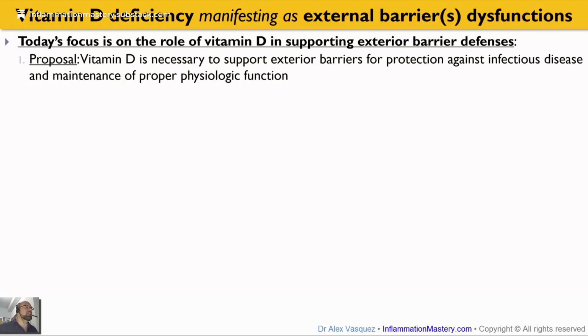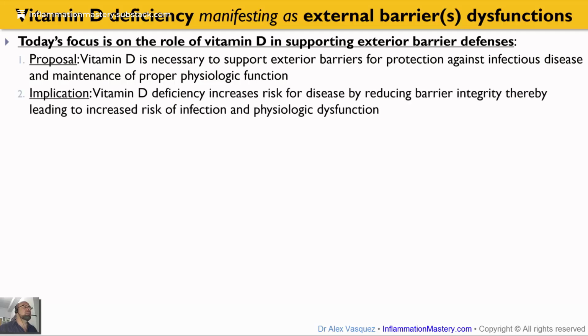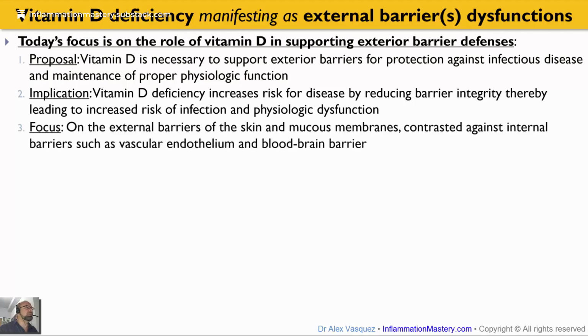And so what I'm proposing here is that vitamin D is necessary to support our exterior barriers for protection against infectious disease and also, of course, for maintenance of proper physiologic function. The implication here is that vitamin D deficiency increases risk for diseases by reducing barrier integrity and thereby leading to increased risk of infection and physiologic dysfunction, as we see with dysbiosis-induced insulin resistance, for example.